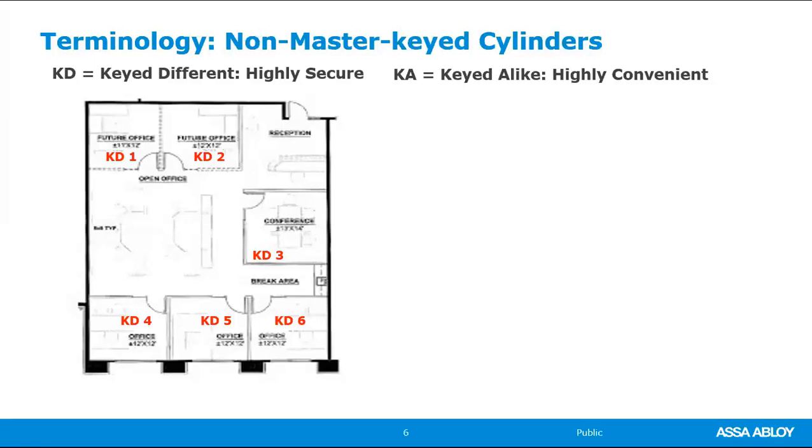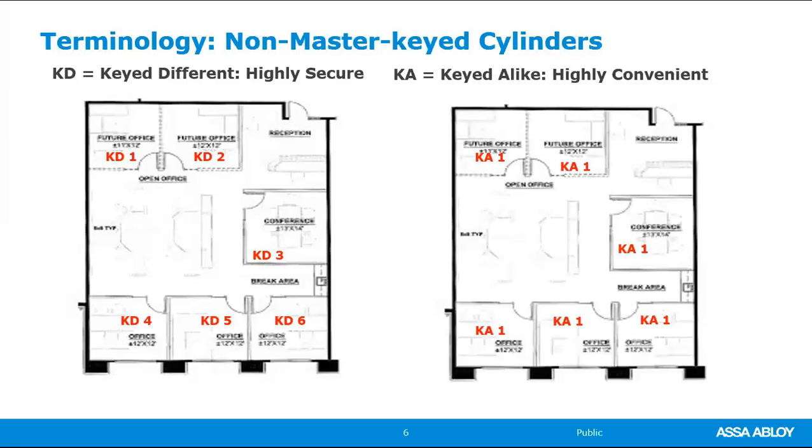Now, the next item at the other end of the spectrum in keying is everything is key to like. And as you can see here on a smaller scale, 6 doors, all key to like, highly convenient. If you had a hospital, a school campus, a high-rise office building, and everybody had the same key, boy, that's really convenient, but it's not secure. It's highly insecure. So here you have 2 opposite ends of the spectrum, highly secure, highly convenient.